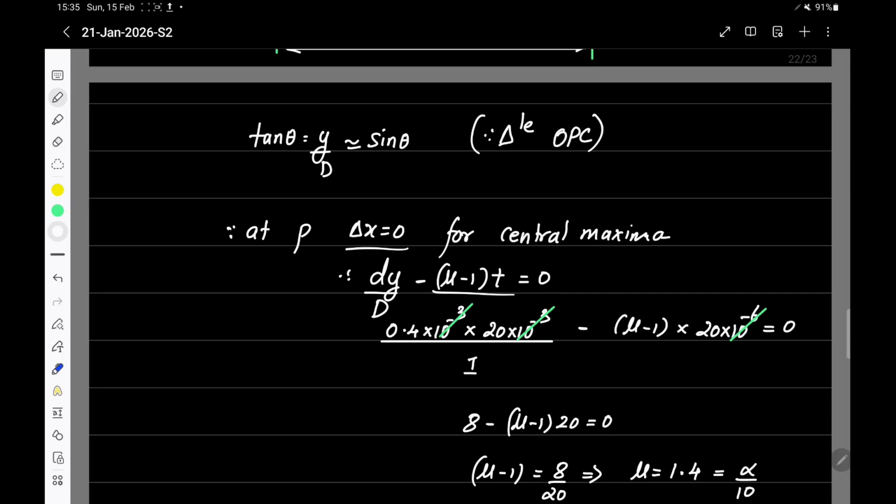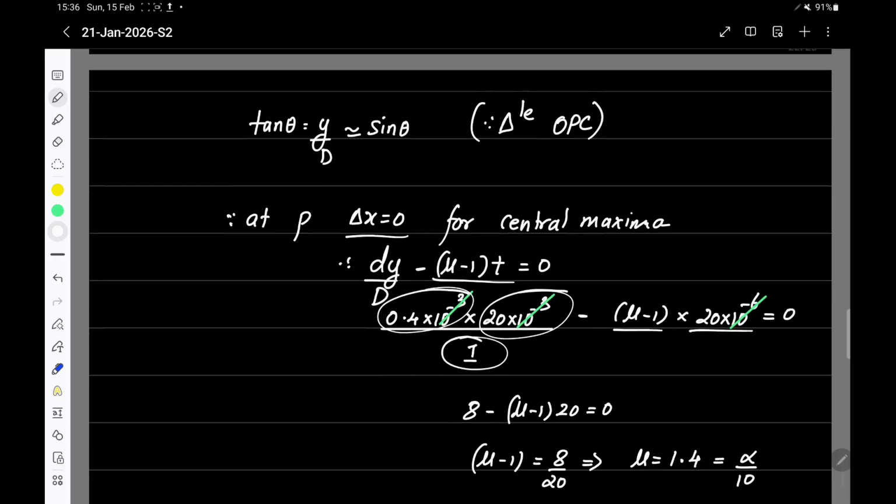Let's substitute the values. d was given as 0.4 millimeter, substitute that. y is 20 millimeter, substitute that. Capital D is 1. (mu minus 1) as it is, into thickness of glass slab, 20 micrometer, substitute that. You will see the two 10 power minus 3s and 10 power minus 6 can be taken common and sent to RHS. They'll become 0.